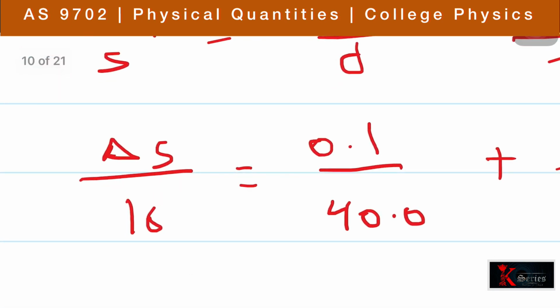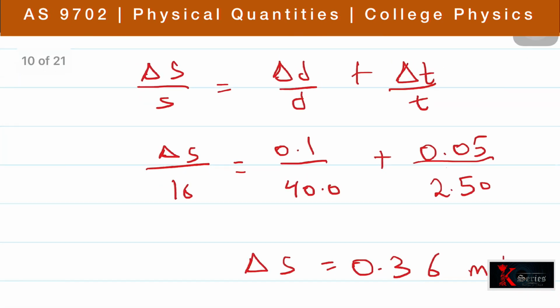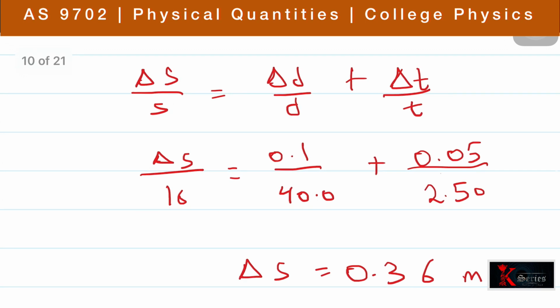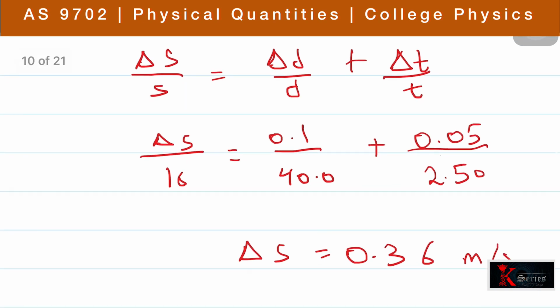So we write it this way, and what we basically do is that after adding the fractional errors, we multiply it by the true value of S, which is 16, in order to find the absolute error in S. In this way, we'll find the absolute error to be 0.36 meter per second. So we'll find that the speed is 16.0 plus minus 0.4 meter per second.